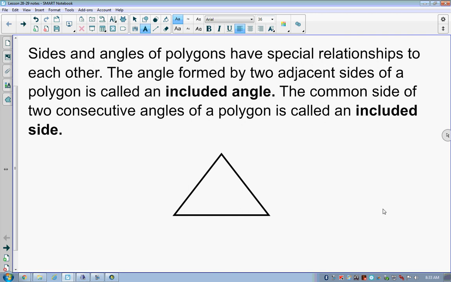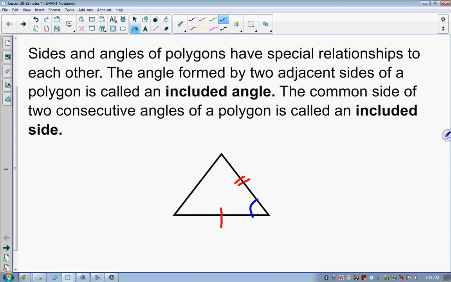So sides and angles of polygons have special relationships to each other. Two adjacent sides of a triangle are two sides of a triangle that meet at a vertex. Does that make sense? So you know what we mean whenever we say adjacent sides, right, Jose? All right, so the angle formed by two adjacent sides of a polygon is called an included angle, which means if I'm talking about this side and this side, the included angle is here. It's between them. It's where they meet. Does that make sense?